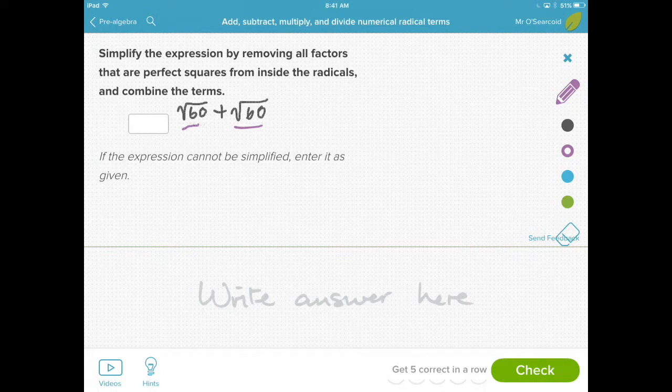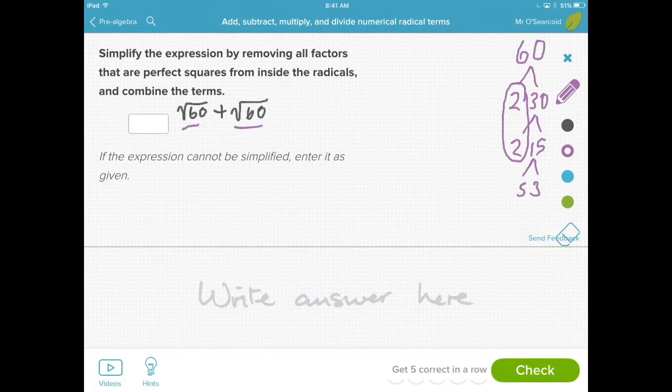Let's first do a quick factor tree. So 60 is 2 times 30, 30 is 2 times 15, 15 is 5 times 3. So there's all our prime factors. As we can see, we only have one pair of prime factors. So that pair is the only pair that comes out.